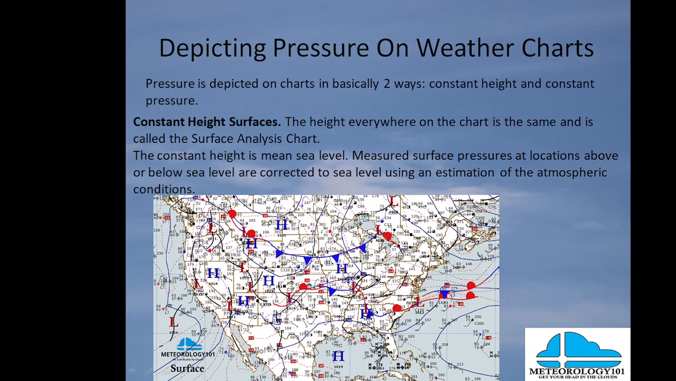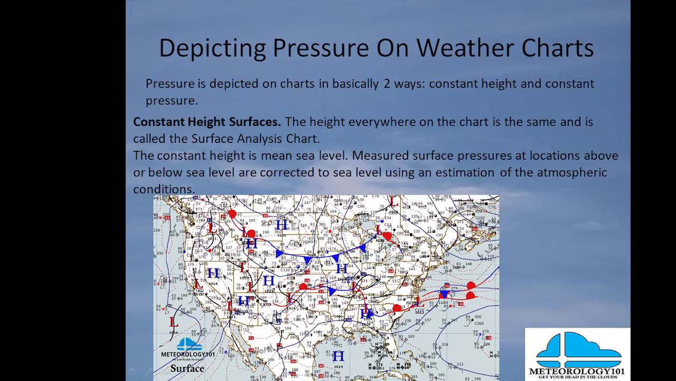Alright, depicting pressure on weather charts. Like I said, by the time you calculate anything, it's already done for you. On the surface chart, we are looking at the isobars, constant lines of equal pressure. Pressure is depicted on charts in basically two ways: constant height and constant pressure. On a surface chart, you're going to have lines of equal pressure. On the upper air charts, the 850, 700, 500 millibar, 300 millibar, you've got constant heights.